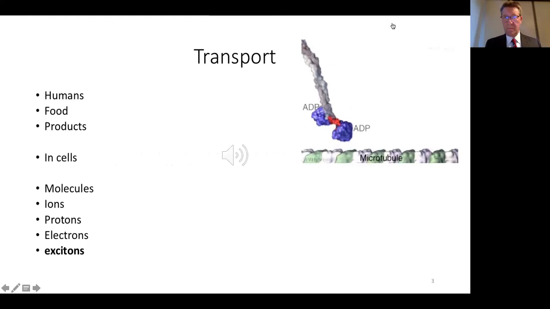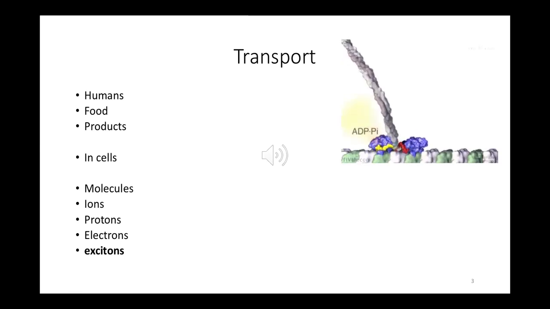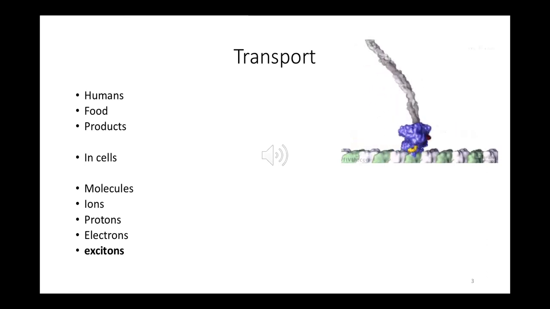In our macroscopic world, the transport of humans, food, and products is very important for our survival and economic development. Active cellular transport occurs in all living matter along filament-based highways. At the molecular level, we can transport molecules, ions, protons, electrons, and excitons.